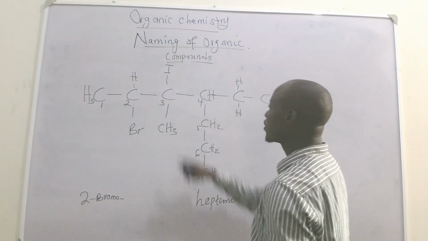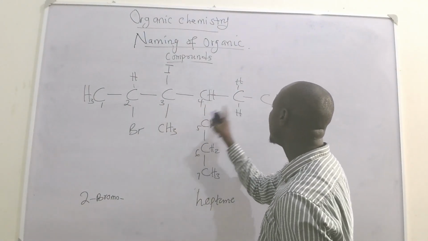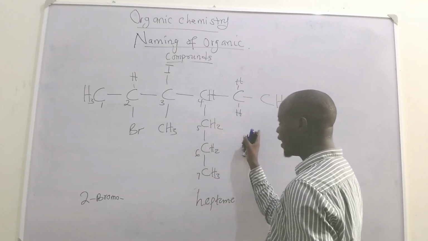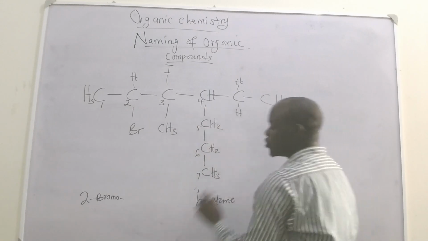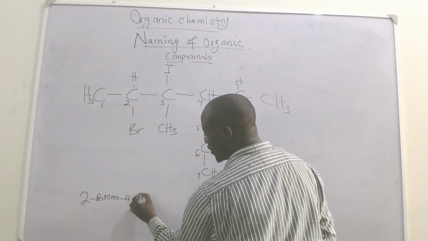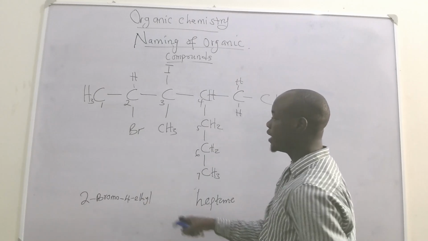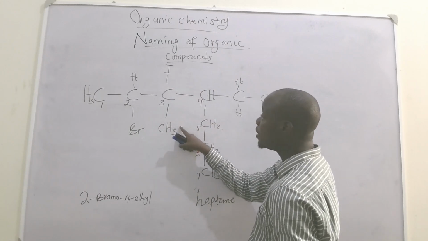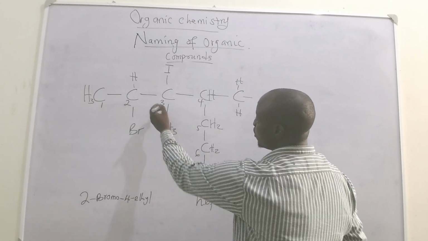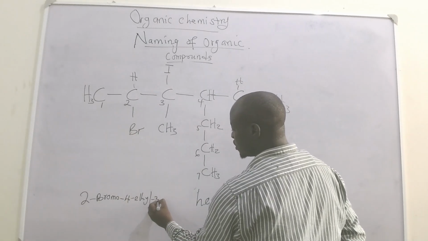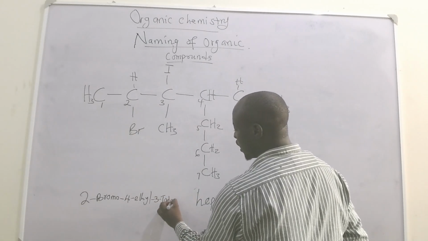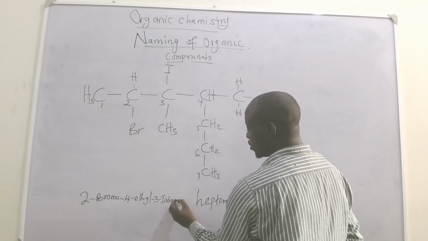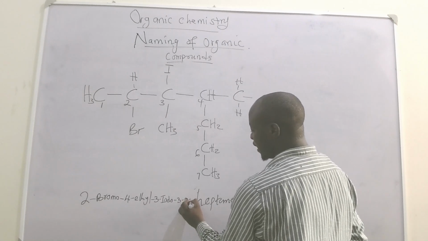Then between iodine and methyl and ethyl, which one will come first? So after bromo is ethyl. So the ethyl is at carbon 4. So we have 4 ethyl, and then we have iodine and methyl. So iodine will come first. Iodine is at carbon 3, so we are going to have 3 iodo, and then we have methyl, also at carbon 3, so we have 3 methyl.